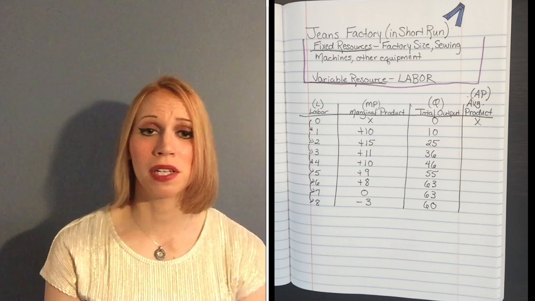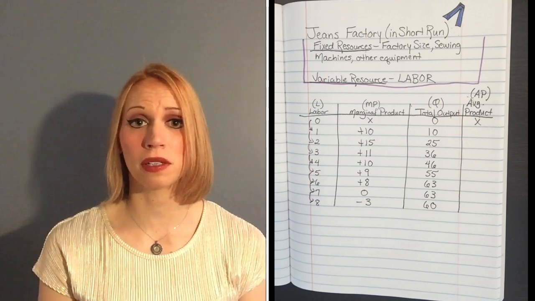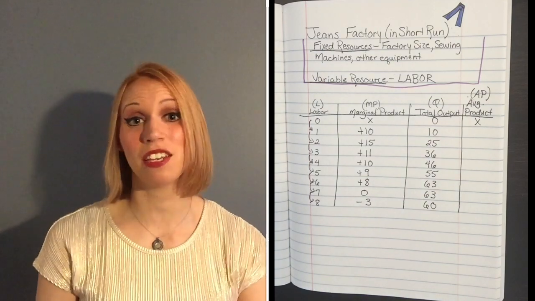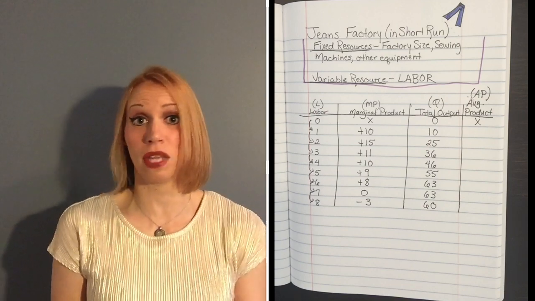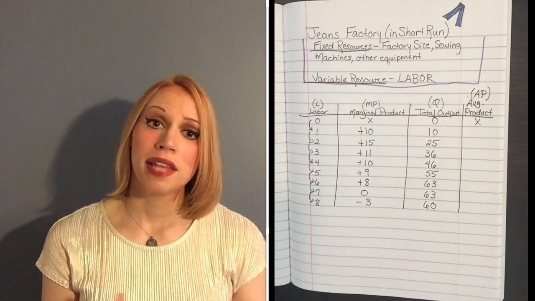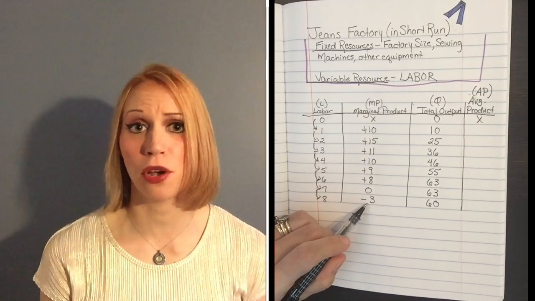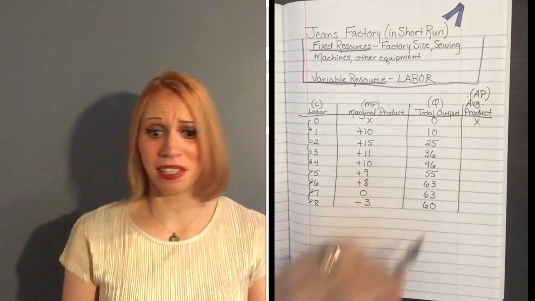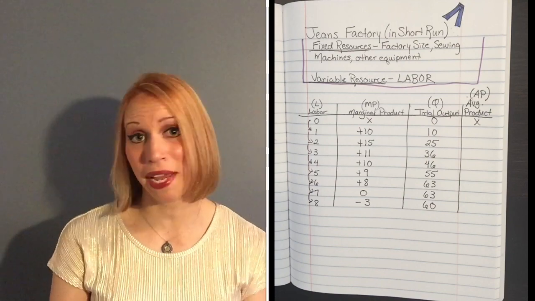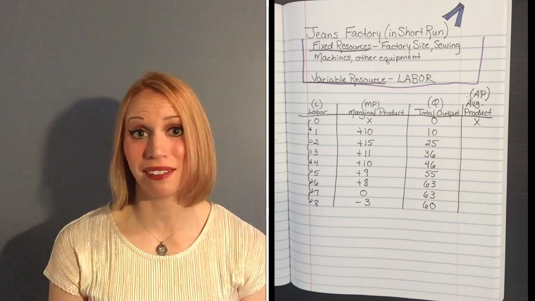So maybe the 6th worker can only add an additional 8 and that makes our total go up to 63. We'll take a look at that 7th worker. They're not able to contribute anything extra. Maybe there literally was nothing for them to do or nothing for them to use, so they were just standing around. And then with that 8th worker, notice that they didn't add more. Actually, that 8th worker kind of took away from our total output. Maybe they just started knocking things over and messing things up, and they knocked over a whole thing of jeans and ruined them. Our 8th worker's contribution was a -3. So now our overall total output's down to 60.